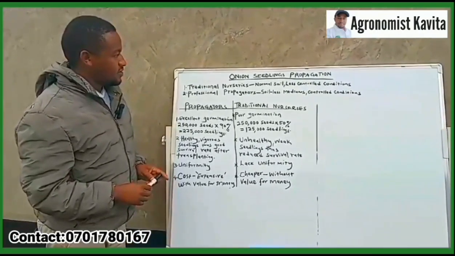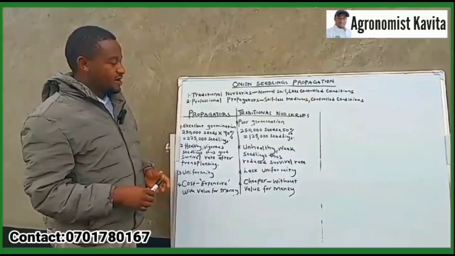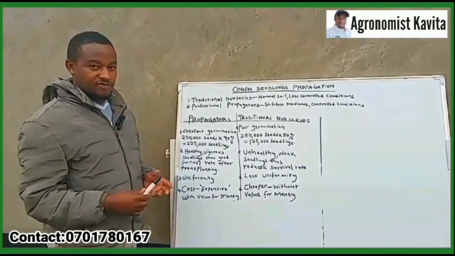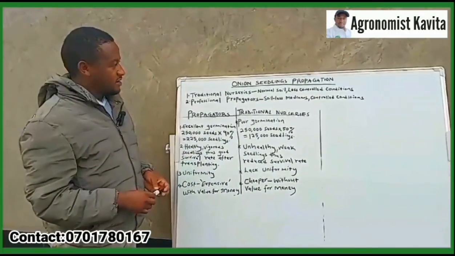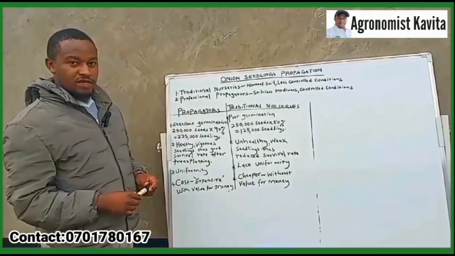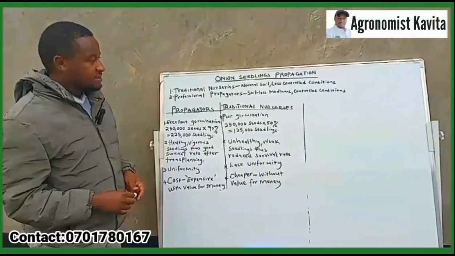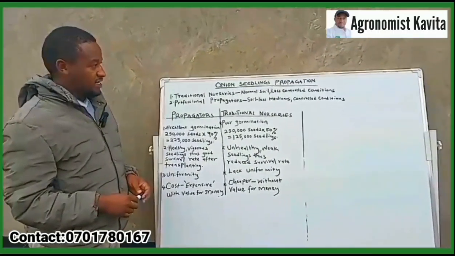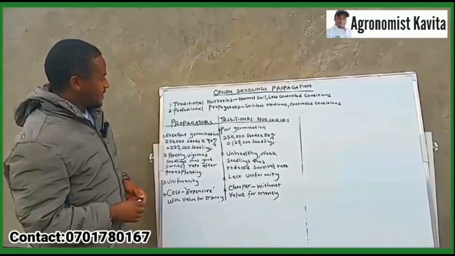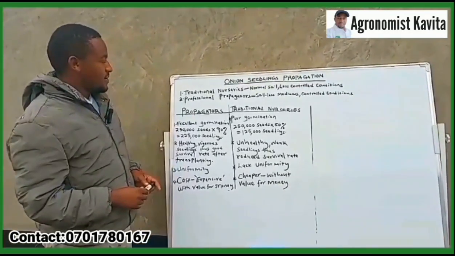First of all, onion seedlings propagation is just the process of coming up with seedlings from the onion seeds. Onion, as we are all aware, is a crop which you can only plant using seedlings. You cannot do direct seeding. And we have two methods which farmers are aware of.